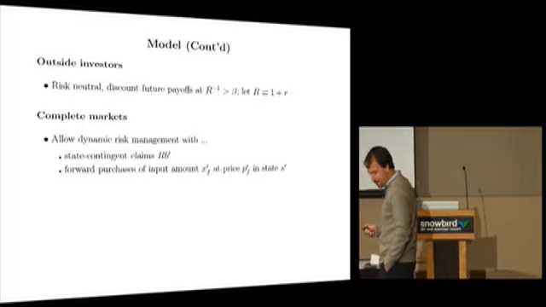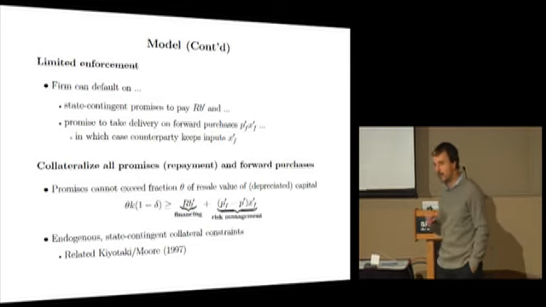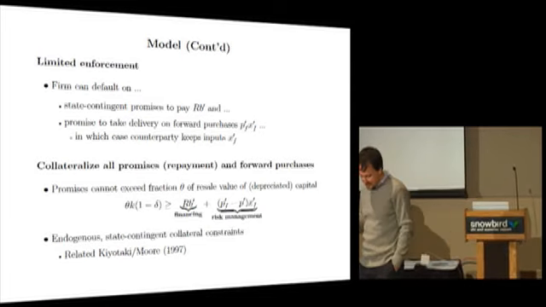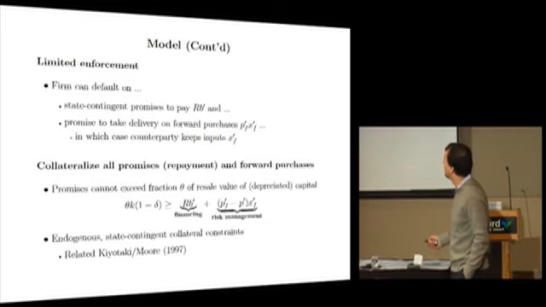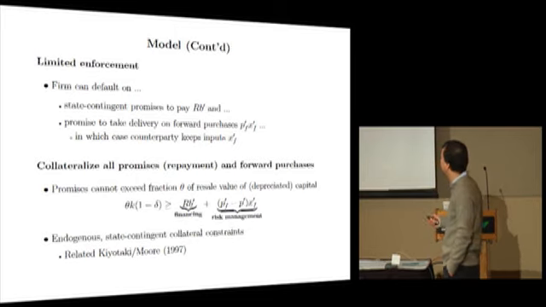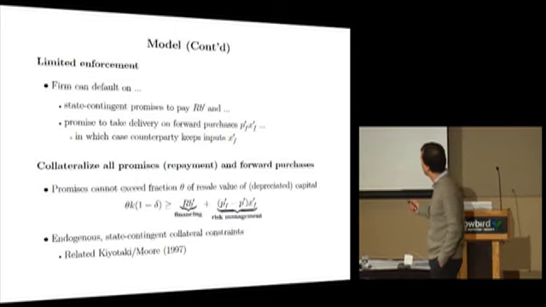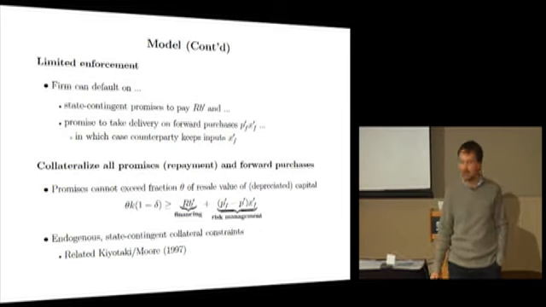Now, importantly, what's the friction? What makes this interesting? The friction is limited enforcement. Okay? Firms can, in principle, default on their promises. What happens when they default on their promises? They can default on the promises they make to the financiers, and they can default on the promises they make to derivatives counterparties. In particular, they cannot take delivery of, say, the million gallons that they were promising to buy at $5.